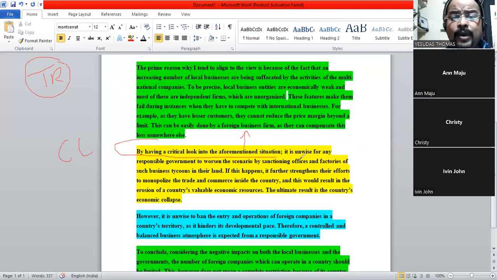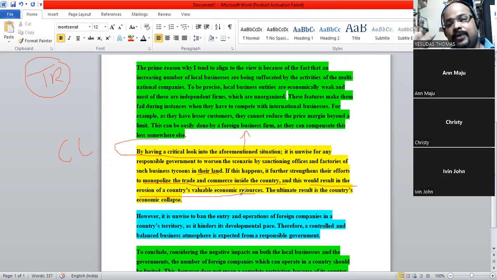Now, it is unwise for any responsible government to worsen the scenario by sanctioning offices and factories of such business tycoons in their land. It is not an appreciable move to sanction new international businesses and the functioning of offices in their own territory. If this happens, it further strengthens their efforts to monopolize the trade and commerce inside the country. And this would result in the erosion of a country's valuable economic resources.